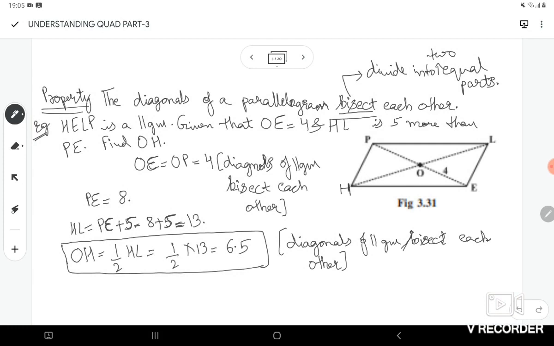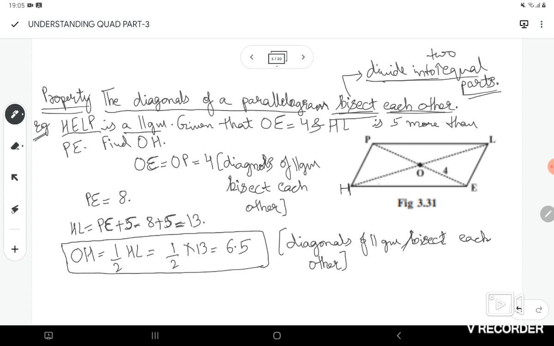Now, moving on to another property, that is, the diagonals of a parallelogram bisect each other. Bisect means divides into two equal parts. Diagonals are the line segments that we join other than the two consecutive points in a shape; in a polygon, such a segment is a diagonal. So how are we going to use this?